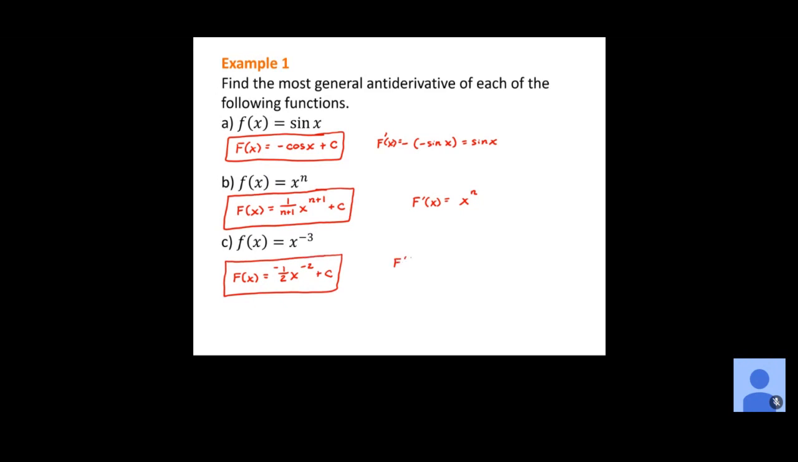But again, if you take the derivative of this now, negative 2 times negative 1/2 is just positive 1 times x to the negative 3rd power plus 0. Any questions on that one now? And that follows that same pattern as part B, right? So we're adding 1 to the exponent, and then we're putting 1 over that new exponent out front. It's 1 over negative 2, which is where the negative 1/2 comes from.